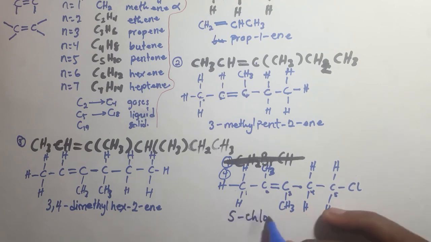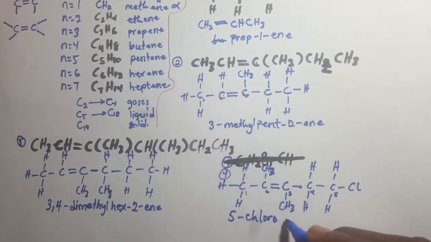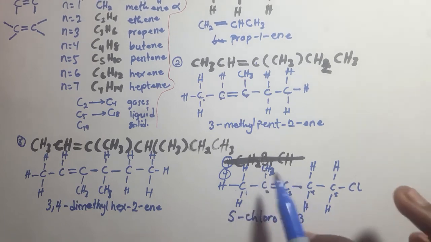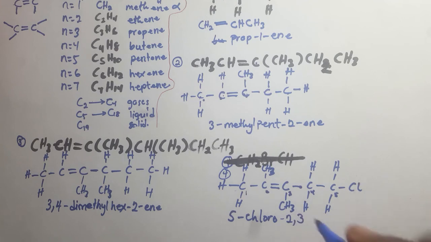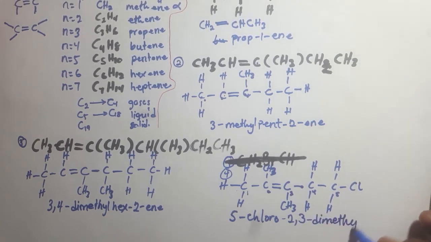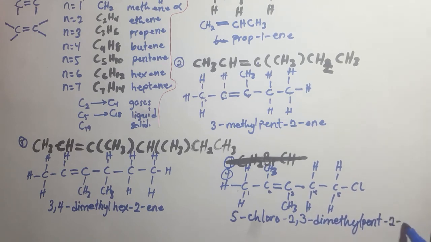5-chloro. Then we now come to the organic substituents. 2,3, meaning it's found on the second and the third. 2,3-dimethyl pent-2-ene. Yes, so that is the correct answer.